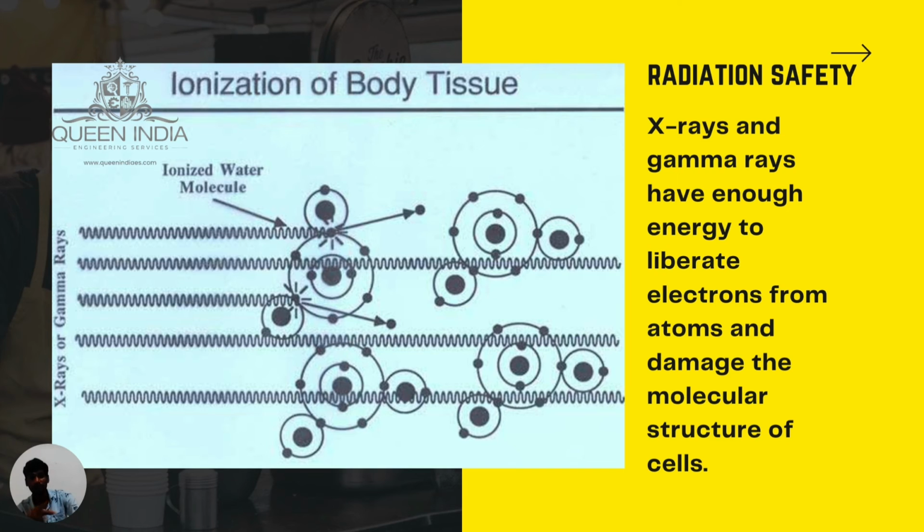Radiation passes through water molecules and the electrons from the atoms, and damages the molecules of the structure in cells. X-rays and gamma rays affect the molecules and cells.